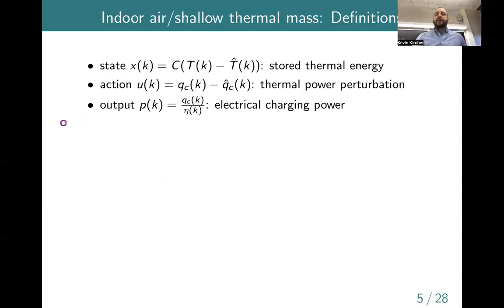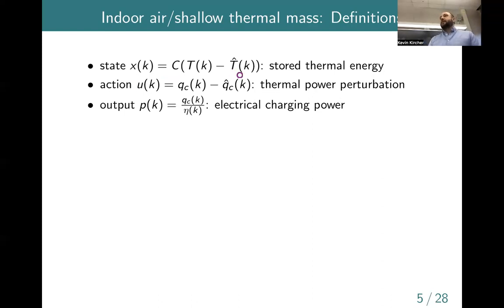Okay, so we came up with battery models for both of those. And I'm putting them in kind of this general framework here where we have a state X and action U. And then the output is the electric power P. And for the indoor air, and what you might call the shallow thermal mass, the energy is defined as the thermal capacitance. So this thing has units of kilowatt hours per degree, times the difference between the actual temperature T and then some baseline temperature, T hat, or nominal temperature.